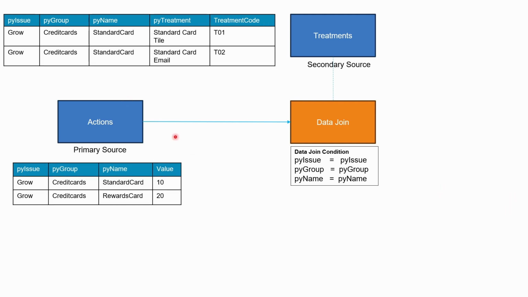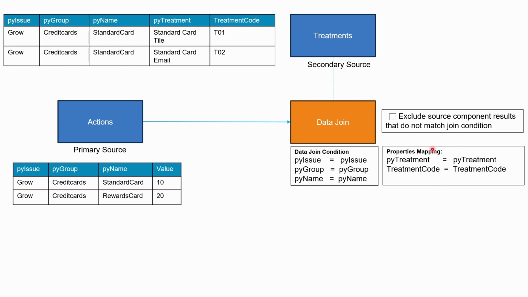Now let me go to the second slide of this illustration. The same thing, primary source is actions, secondary source is treatments, the same data join condition. Now here I did not check this checkbox. When you don't check this checkbox, what happens? Even though the condition doesn't match in the primary source, it will be there in your output.